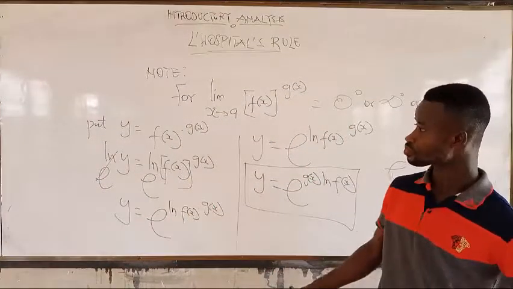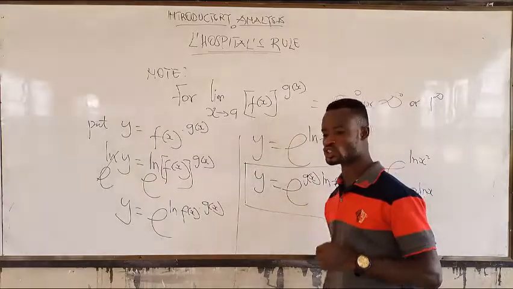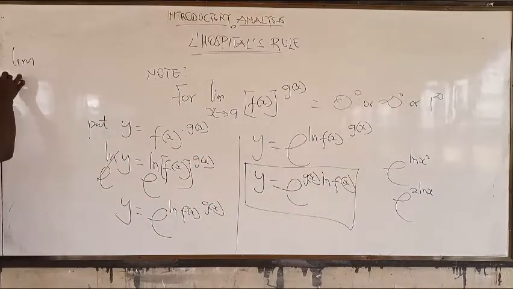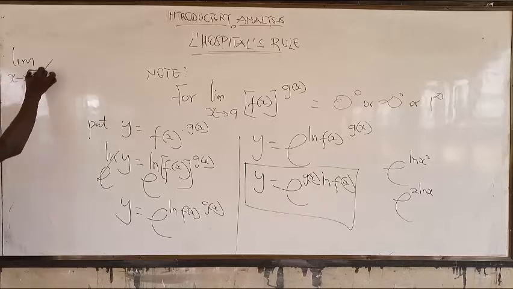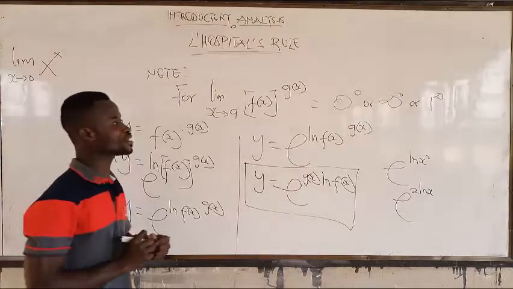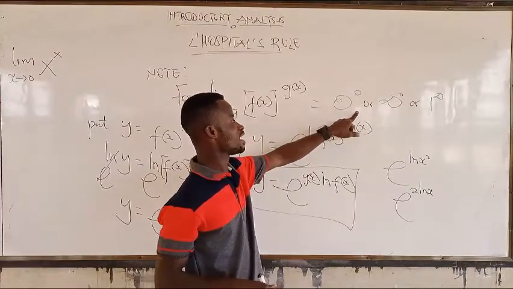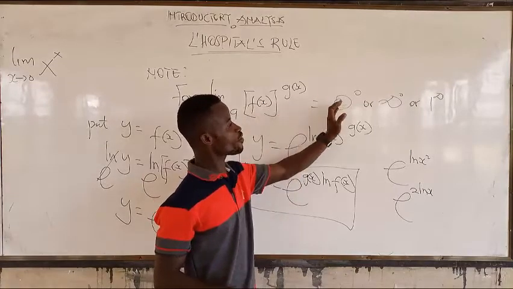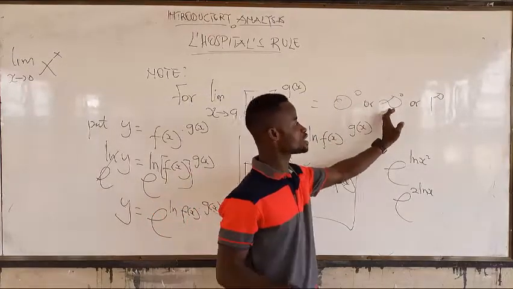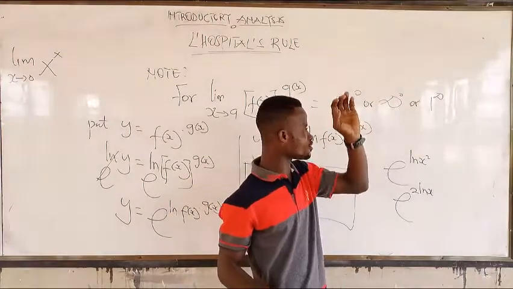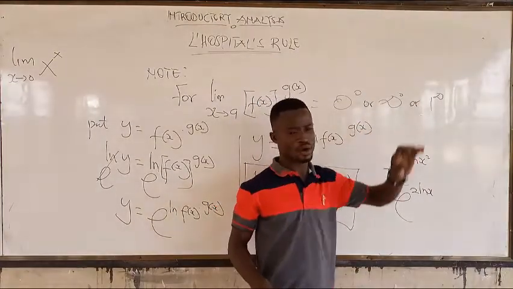Thank you. So now, let's try our first question. But don't forget, what we are saying here is that when you do the substitution of the limit, you can get 0 raised to the power 0, infinity raised to the power 0, or even sometimes 0 raised to the power infinity, or 1 raised to the power infinity.